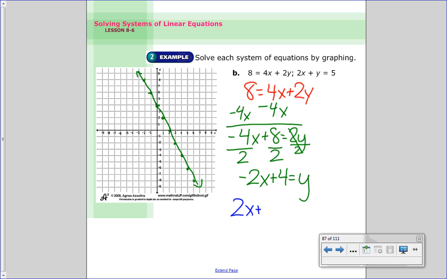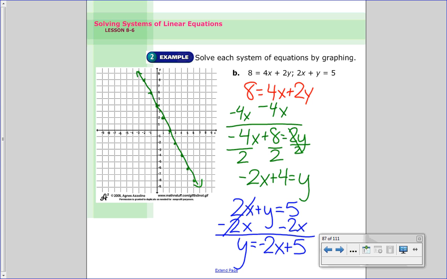2x plus y equals 5. Again, 2x is on the same side as y. So I just have to subtract it to get rid of it, because I want to move the entire 2x. So now I have negative 2x plus 5. Well, so here I start at 5, and I go down 2 over 1. Down 2 over 1. Down 2 over 1, and so on.